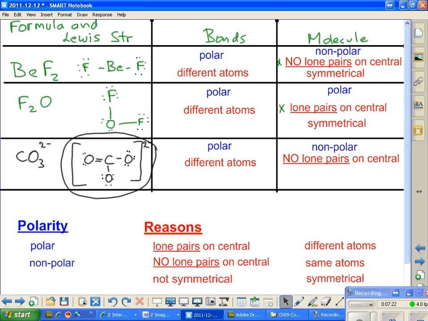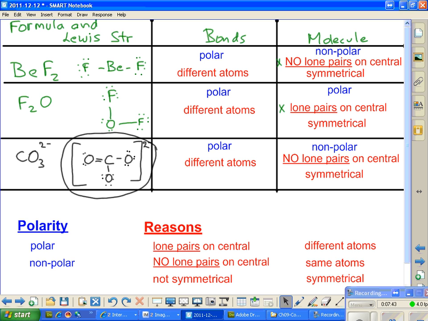And we have another reason. Can you figure that out on your own? Stop the recording for just a minute and say to yourself what that is. Yes, you're right. Symmetrical. Okay? So this little guy is symmetrical, and that makes him nonpolar.